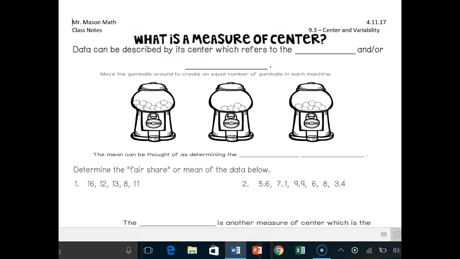So let's start. Data can be described by its center, which refers to its mean and/or median. So both are kind of measures of the center. Now, let's take a look at this setup problem here.